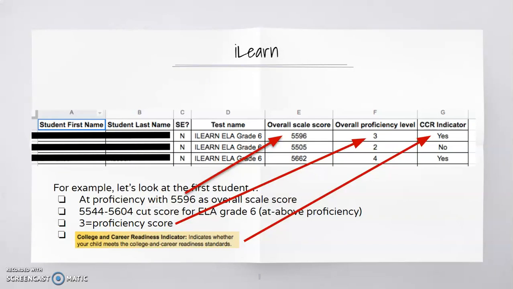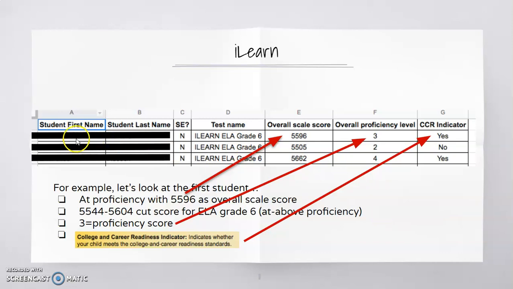So this is a screenshot of iLearn scores from students from this year. For privacy concerns, I blacked out the first and last names of these students, but these are from students who took the iLearn for English Language Arts grade 6. So this is how we're going to look at and decipher this.